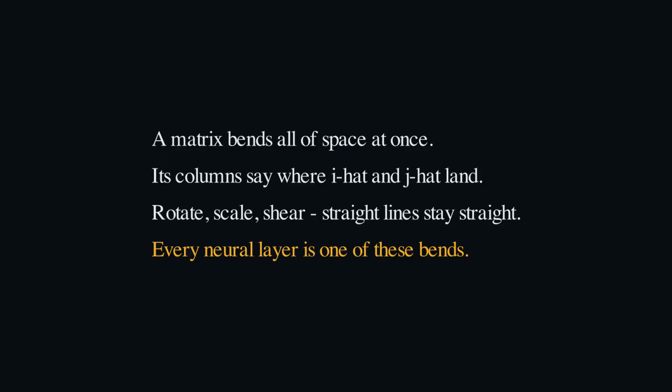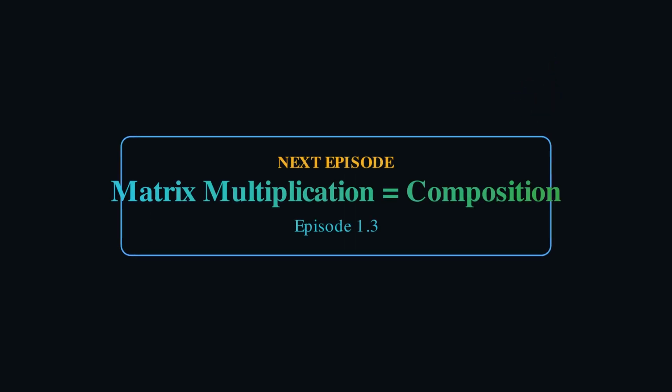In one breath, a matrix bends all of space at once. Its columns say where the basis arrows land. Rotation, scaling, shear, with the lines staying straight, and every layer of a neural network is one of these bends. A matrix is a verb. Next, what happens when you do 2 of these bends in a row? That is matrix multiplication, and it is why the order you stack neural layers matters.